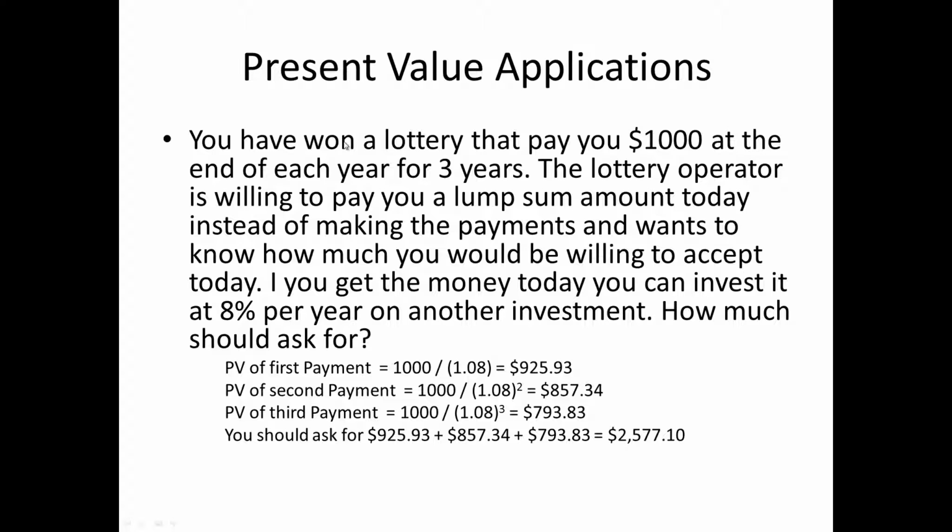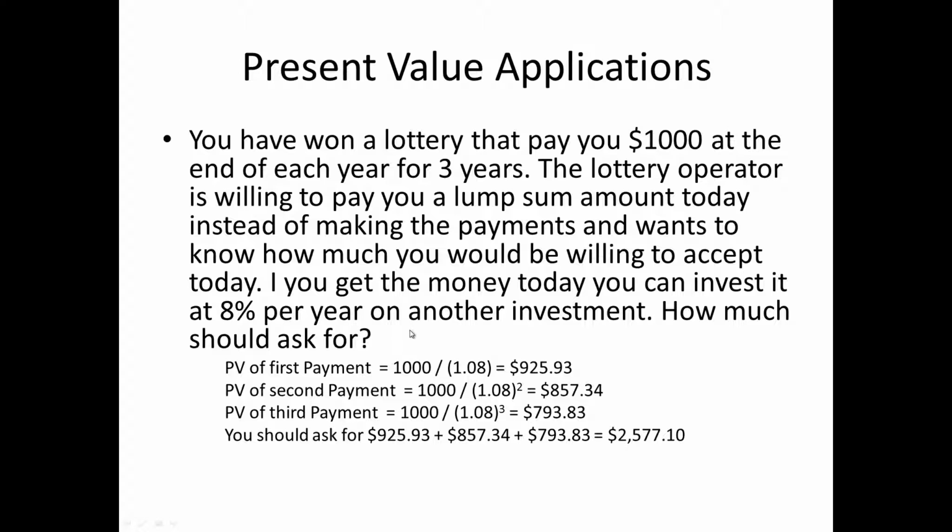Second example, maybe you won a lottery that pays you $1,000 at the end of each of the next 3 years. The operator is willing to pay you a lump sum amount today instead of making payments over the 3 years. I guess it's a convenience for them. And they want to know, what would you be willing to accept? Now, your plan is that if you get the money today, you can invest it at 8% per year in another investment. So you're using, again, that 8% as the amount that if you had the money today, you could get the benefit of the 8%.